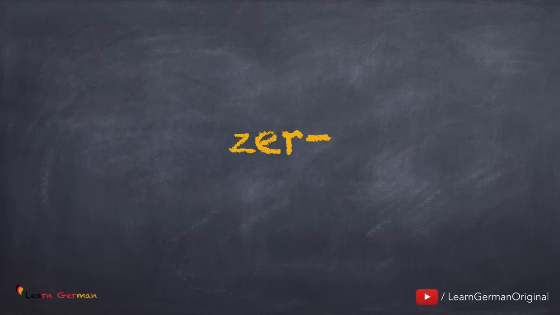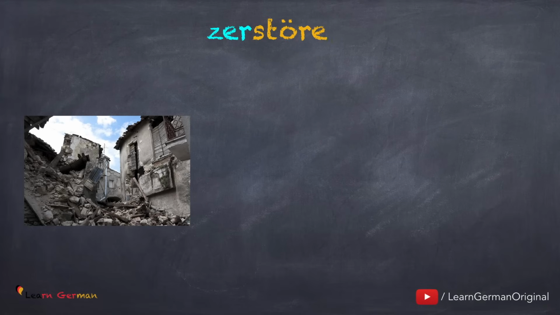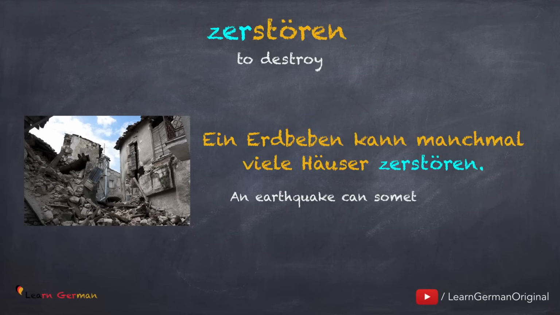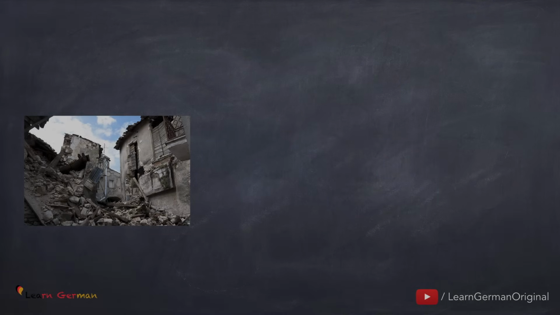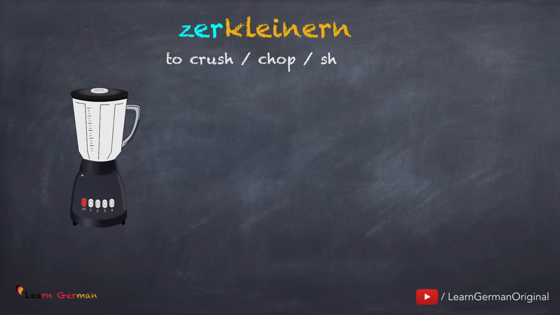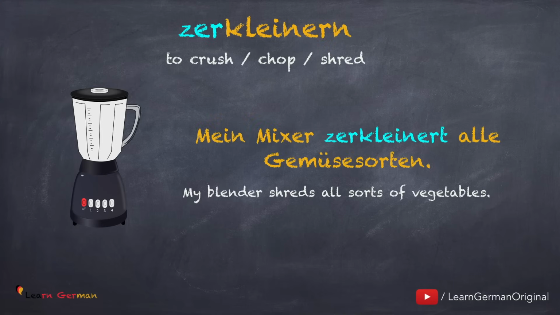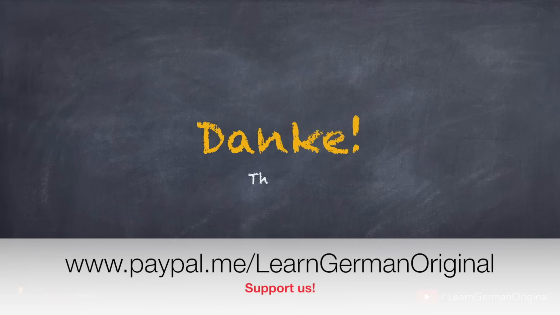And finally, the last one, zer. And the first verb is zerstören. Ein Erdbeben kann manchmal viele Häuser zerstören. The next verb is zerkleinern. Mein Mixer zerkleinert alle Gemüsesorten. So all these prefixes that we just did make the verbs nicht trennbar. I'm sure you'll find them easy to learn.